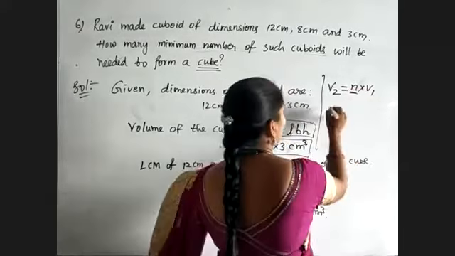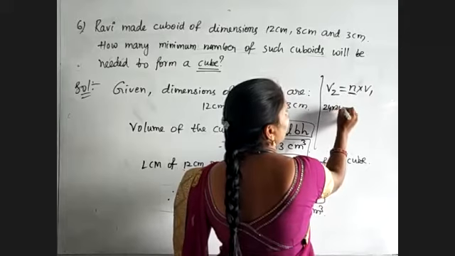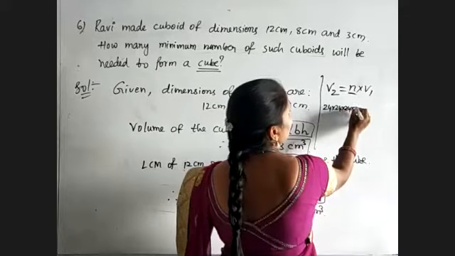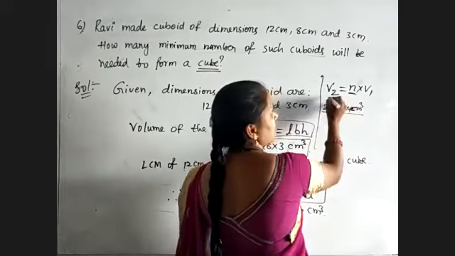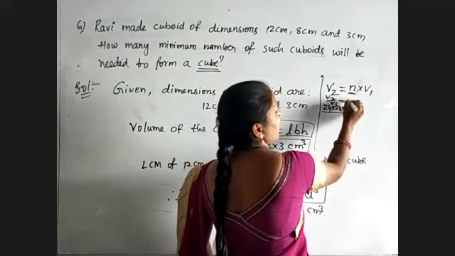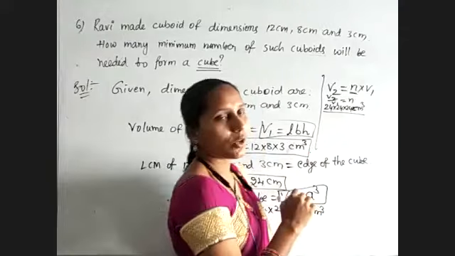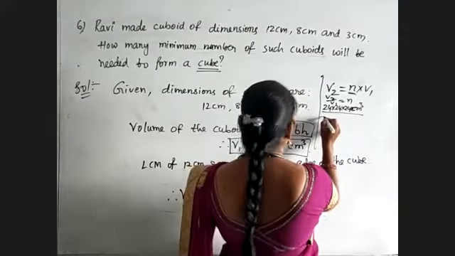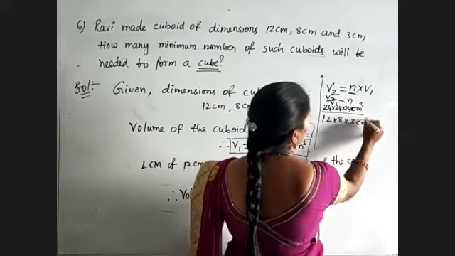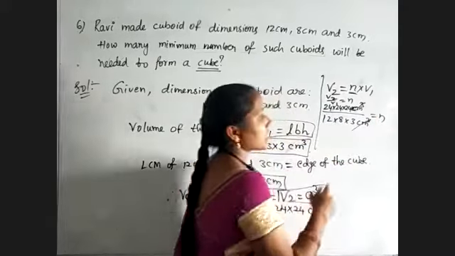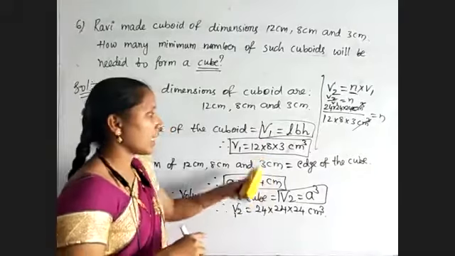So the V2 value we got is 24 into 24 into 24 centimeters cube, by V1. That is, V2 by V1 is equal to N. We want to find the N value only. So 24 into 24 into 24 by 12 into 8 into 3 centimeters cube is equal to N. Both will get cancelled. By doing so, we will get the value for N.